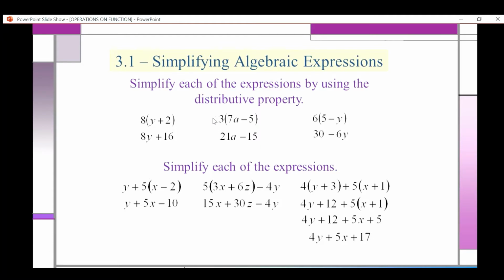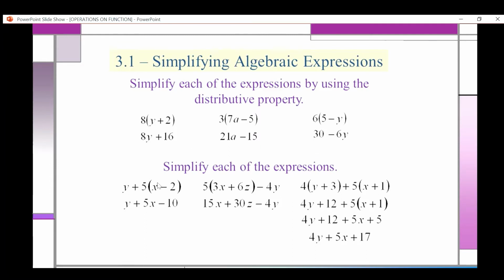So, same thing din dito. 3 times 7a, that's 21a. Then, 3 times negative 5, that's negative 15. And also, ganun din dito. 6 times 5 is 30. And 6 times negative y is negative 6y.